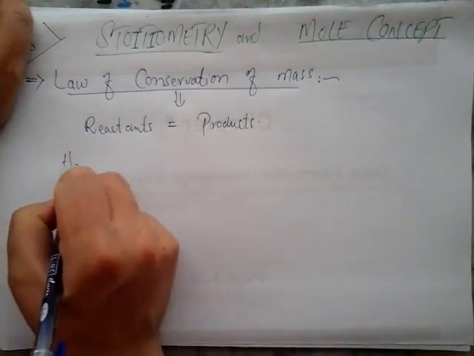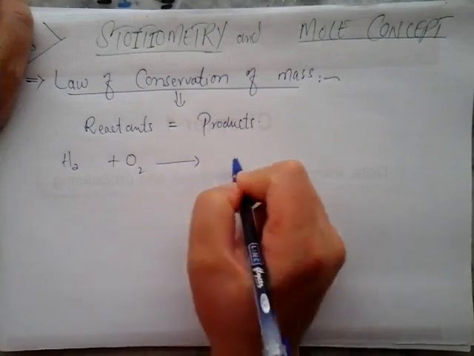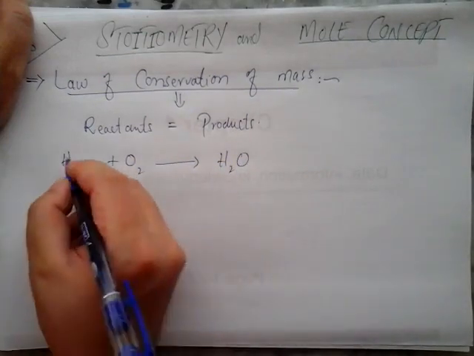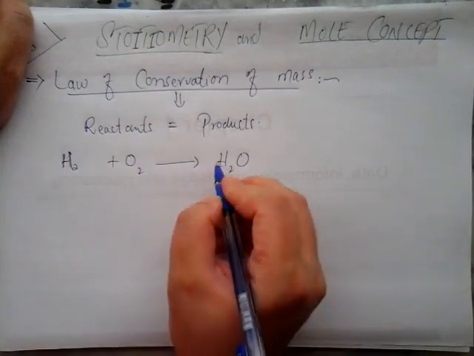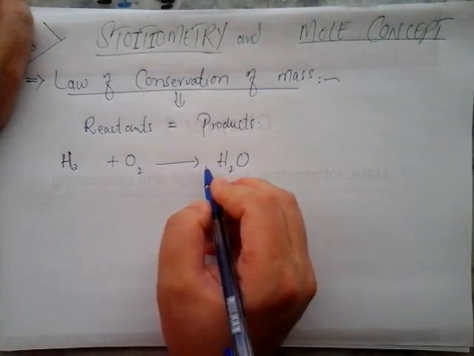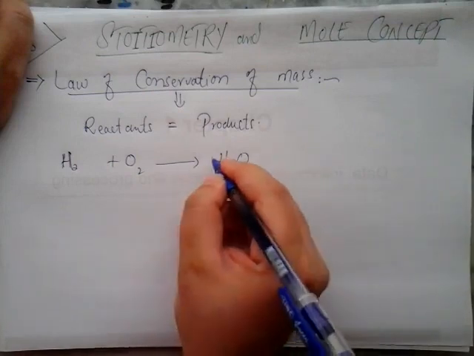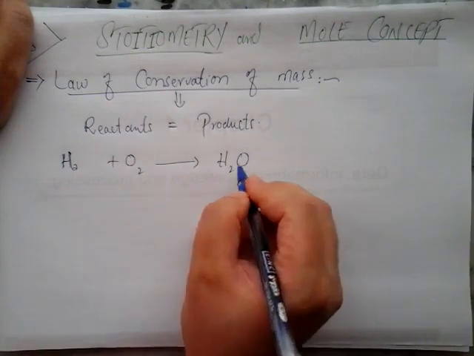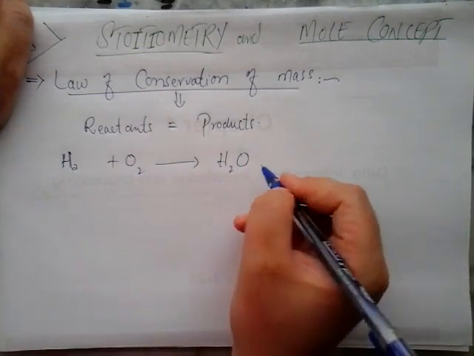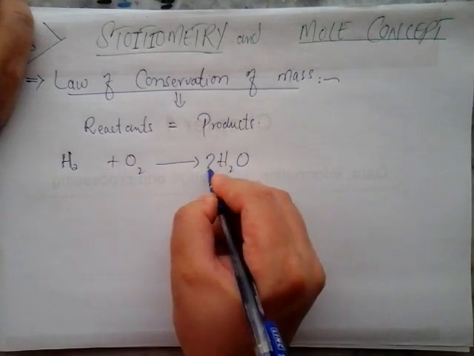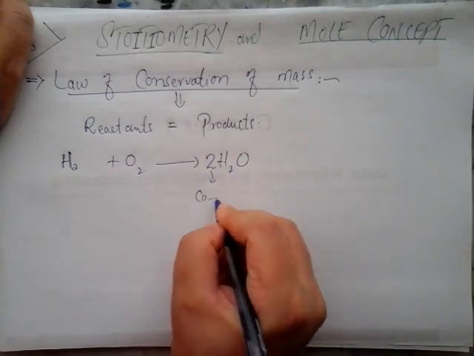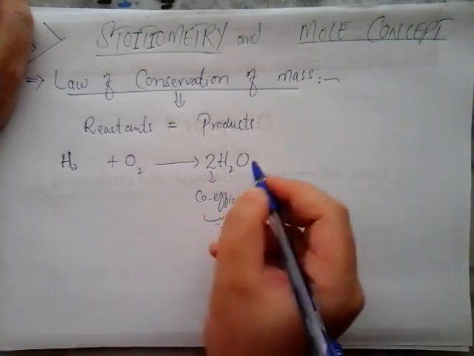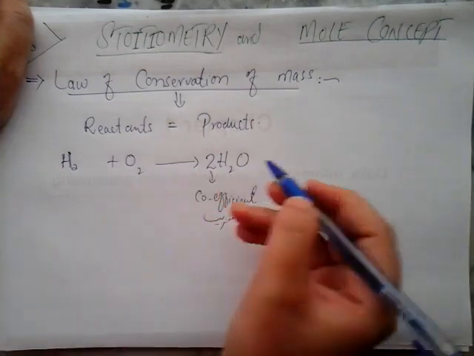Say for example H2, when hydrogen reacts with oxygen, water will form. In order to balance this equation, we have to add coefficients. Coefficients are added with the formula. For example, there are 2 hydrogen and there are 2 oxygen. Here 2 oxygen are there, so we will write the coefficient 2. This is called the coefficient. We will write this coefficient in order to balance this equation.